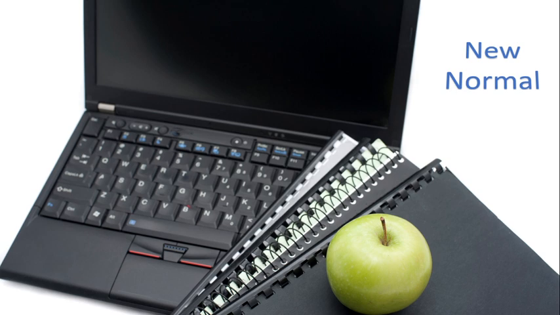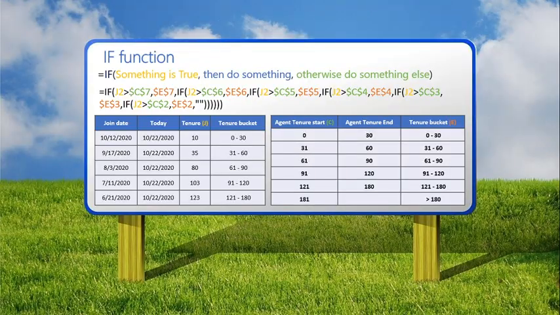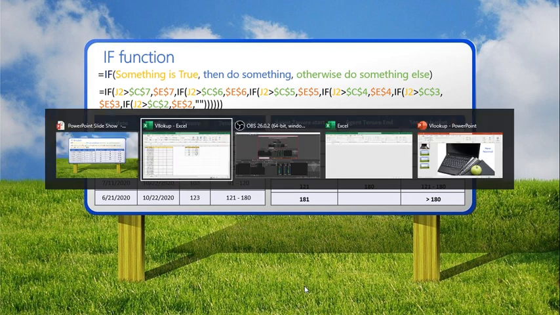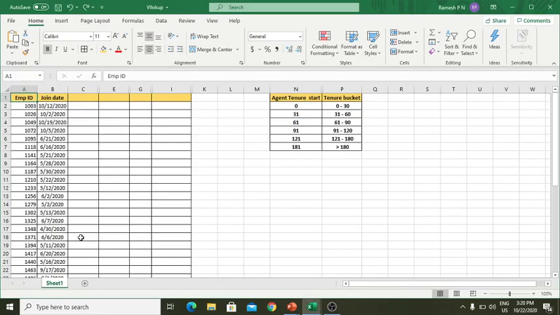Before going to that, let me explain the IF function. What will the IF function do? IF is a function where if something is true, then it will do something. If it is false, it will do something else. So if you give a condition that matches, it will give a true value. If it doesn't match, it will give some other value, which is the false value. Before going further, I will show you why we are going for VLOOKUP instead of the IF statement.